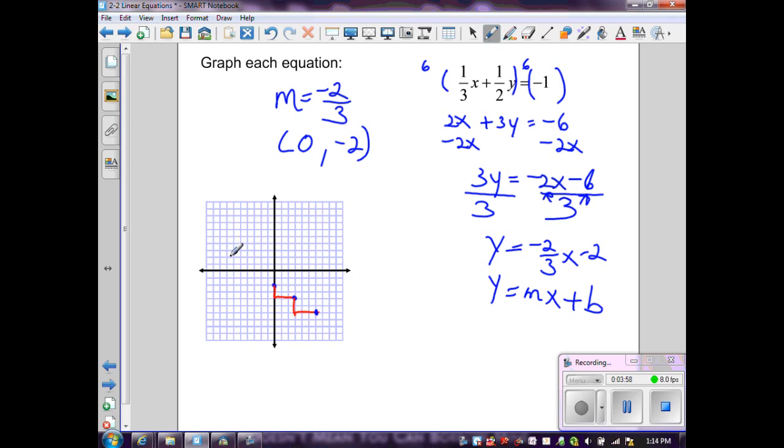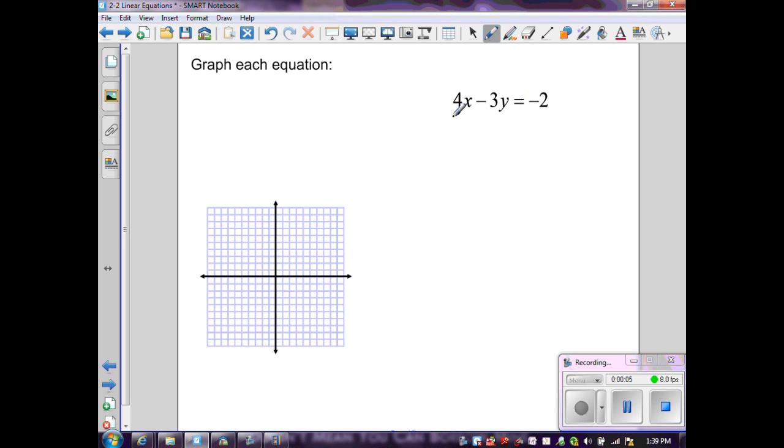Then I just connect the points. And notice my slope is negative. And if my slope's negative, it must fall from the left to the right. If this was a positive slope, I would have counted up and to the right. But since it's negative, I count down and to the right.